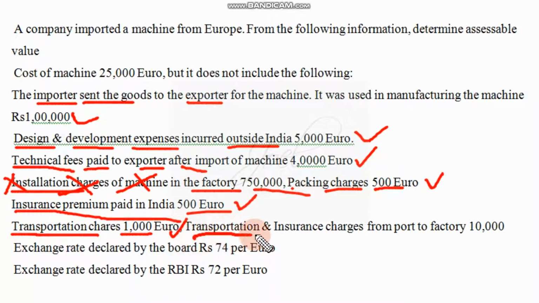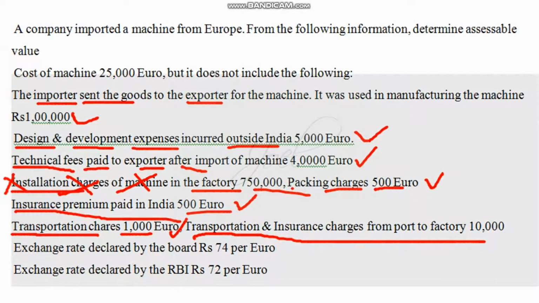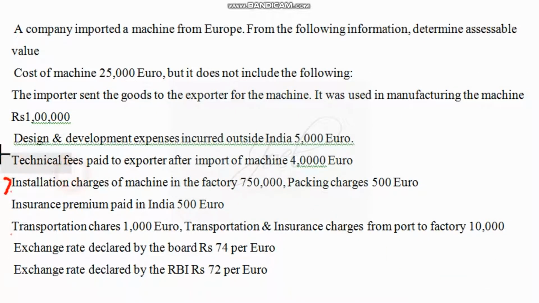Now, transportation and insurance charges from port to factory, after you bring it to India. Here in India you have incurred some expenses, port to factory. The product will come to the port, and from there you will take it to your factory, your place. So these are your personal expenses incurred in India. This particular amount will not come in our calculation.